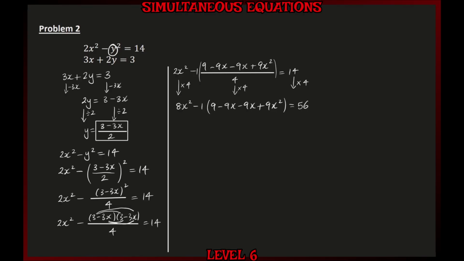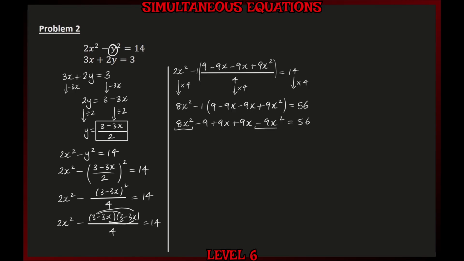We can now expand the final bracket on the left-hand side. So we have 8x squared, and every term in this bracket is going to be multiplied by minus 1. And the effect that has is it just changes its sign. So the positive 9 becomes a negative 9. The negative 9x's both become positive 9x's, and the positive 9x squared becomes a negative 9x squared, and that's equal to 56. On the left, we can now collect together the like terms.